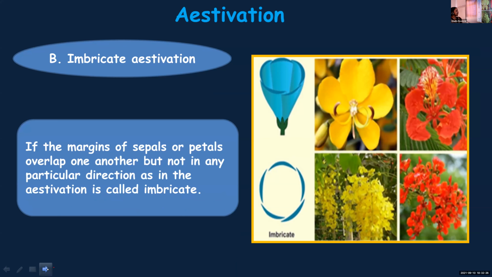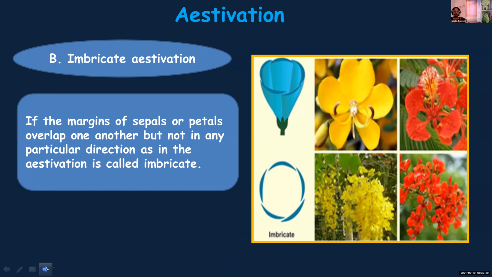I told that here the margins are overlapping. The margins of sepals or petals are overlapping one another, but not in any particular pattern. And here you can see in some cases both the margins inside, in some cases one margin outside, one margin inside. Can you see? See here, both the margins inside. Here one margin outside, one inside. Here both the margins are outside, one inside and one outside. Here also one inside and one outside. So that overlapping is there, but not in any particular pattern. So that is imbricate aestivation.